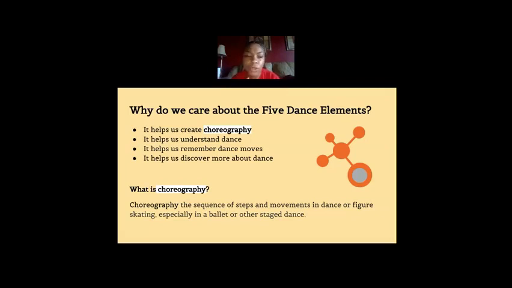So, what is choreography? Because that is the main point. Choreography is the sequence of steps and movements in dance or figure skating, especially in ballet or other stage dance. Doesn't matter for ballet or not, we're just talking about dance in general. This is the definition of choreography. It's putting together a sequence of steps. And now you know a sequence of steps and you know your dance elements. So now you'll be able to put your own choreography together.